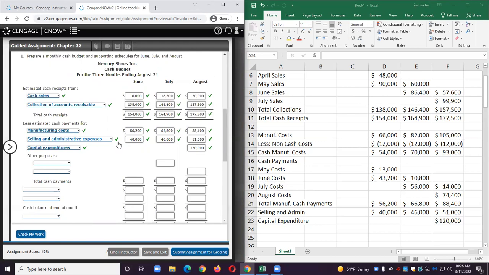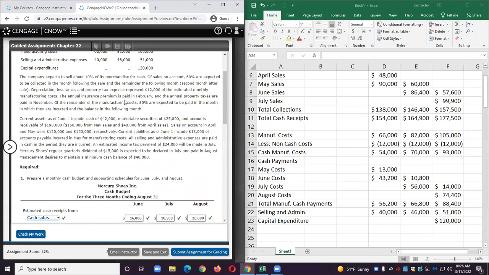And we have other cash expenditures. So again, we have to come up here and read this problem, and it tells us an estimated income tax payment of 24,000 we made in July. A regular quarterly dividend of 15,000 is expected to be declared in July and paid in August. So I think that's it. So I'm going to do income tax payment in July, and dividend in August.